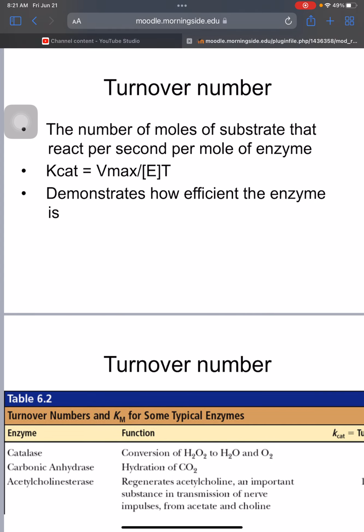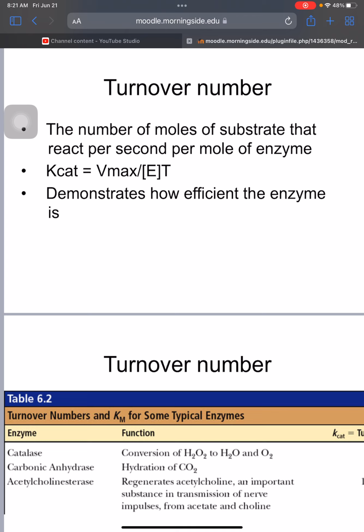The one last concept I forgot to mention directly relating to Michaelis-Menten kinetics in that form is something called the turnover number. Turnover number is a very simple little definition. It's defined as the number of moles of substrate that can react per second per mole of enzyme. So every second you have a mole of enzyme. How many moles of substrate can that mole of enzyme convert to product within that 1 second? And so, as you might expect, the bigger the turnover number, the more efficient the enzyme is, right?